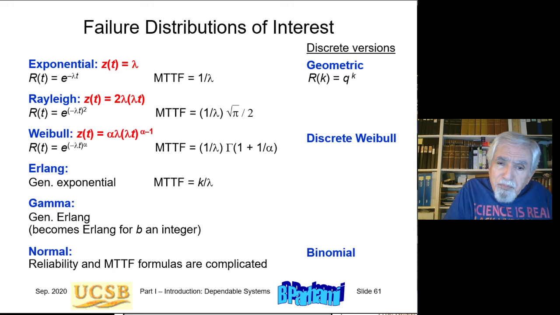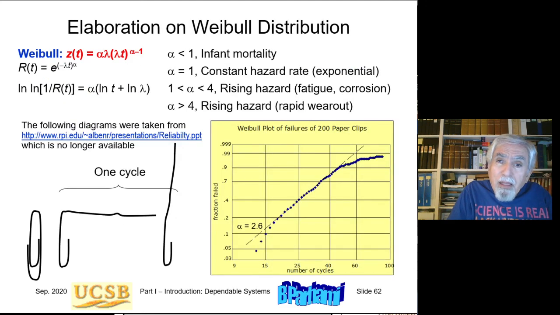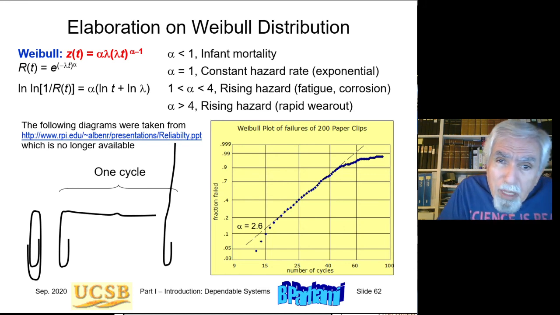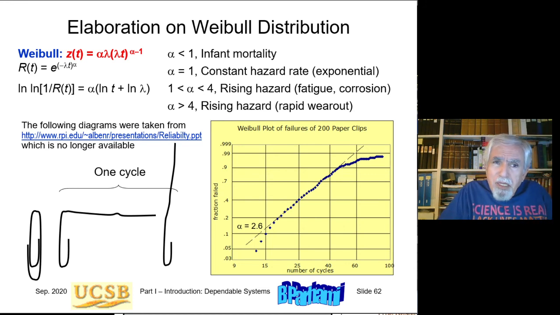So these are some well-known distributions that you should be familiar with, although we really don't use any of these other than exponential and sometimes Rayleigh and on very few occasions Weibull. So that's why I describe those with a little bit more detail. This is an example where the Weibull distribution comes into play.